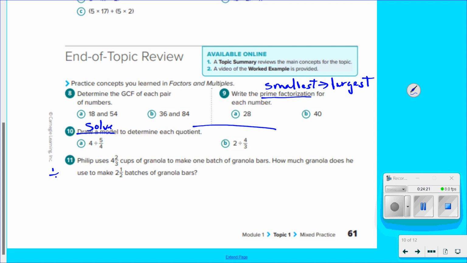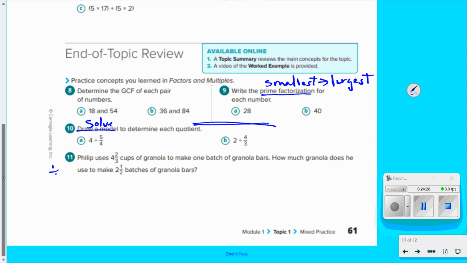Realize there's 2 parts to this. That's why I drew this line here. This part B is part of number 10. Number 11 is using granola to make a batch. How much granola does he need? Oh, I did that wrong. I hope last class watches this because this is actually a multiplication question. So he uses 4 cups to make 1 batch. He's making 2.5. So you're going to multiply those 2 numbers.